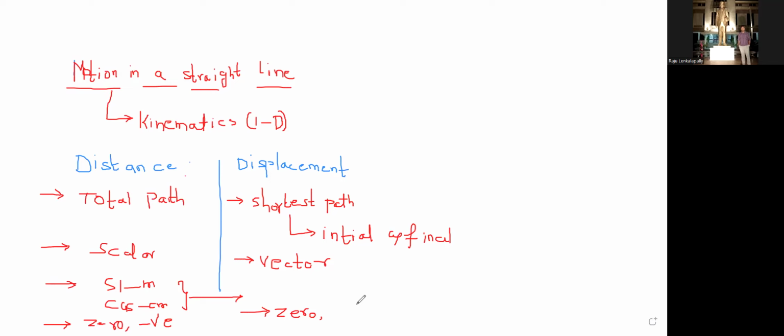If I start here and travel around 5 kilometers throughout the journey and reach the same position, then we calculate using the initial position and final position, in kilometers, meters and centimeters. The distance value will always be positive, and displacement can sometimes be negative also. So these are the differences between distance and displacement.